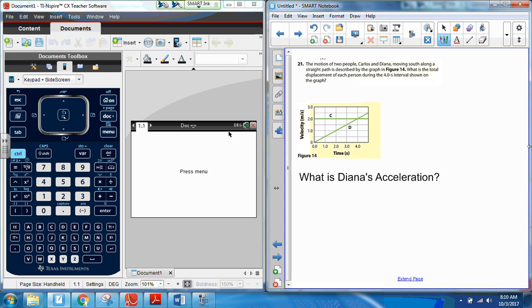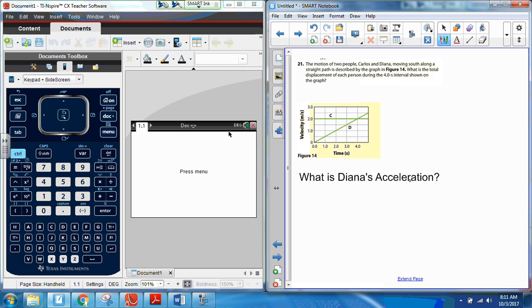Okay. So this was question 21 from Chapter 3. It says the motion of two people, Carlos and Diana, moving along a straight path is described by the graph in figure 14. They want to know what the total displacement of each person is during the 4-second interval shown on the graph. Okay, so if they gave me a velocity time graph, what is the easiest way to calculate displacement? Easiest way to calculate displacement if they give you a velocity time graph.